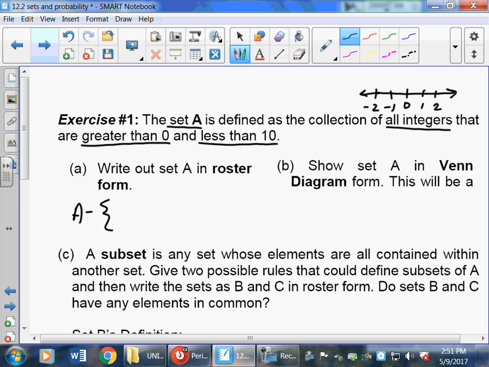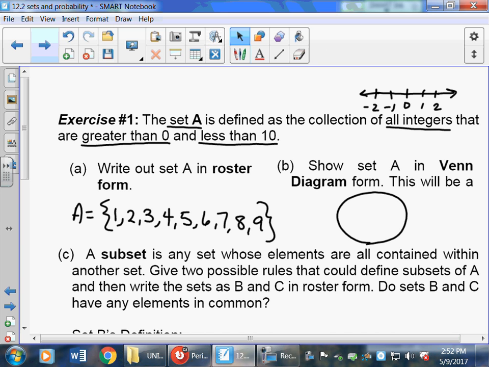So we're going to say set A equals 1, 2, 3, 4, 5, 6, 7, 8, 9, and not 10 because it says less than 10. If it said between 0 and 10 inclusive, that would mean you'd include the 0 and the 10. Part B says show set A in a Venn diagram form. This is a pretty ridiculous little Venn diagram because it's simply going to be one circle with all of our numbers in it: 1, 2, 3, 4, 5, 6, 7, 8, and 9.